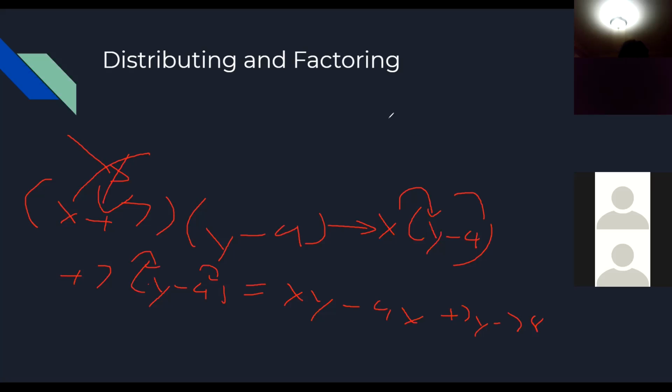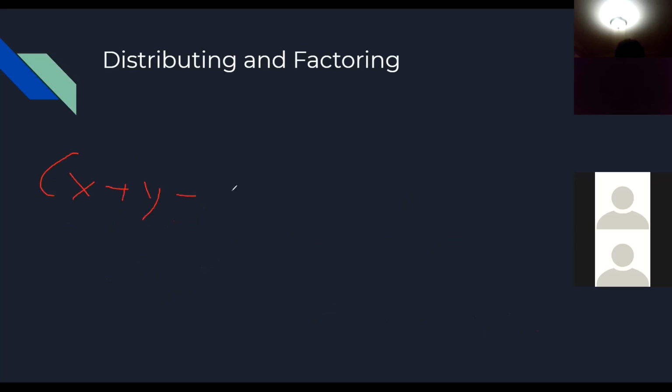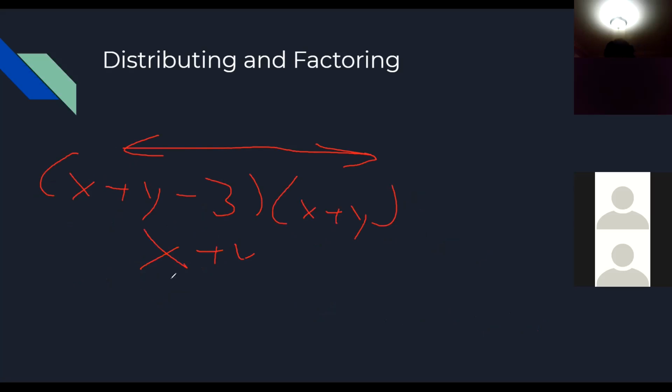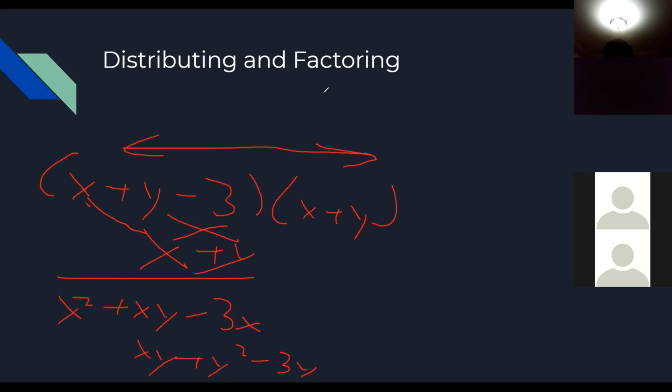The thing about FOIL though is that if we had something like (x plus y minus 3) times (x plus y), it doesn't really work. So you're just better off doing multiplication, except it's variables instead of numbers. Each pair across these two lines is multiplied. So x times x is x squared, y times x is yx, x times negative 3 is negative 3x, xy, y squared, minus 3y, you get the point.